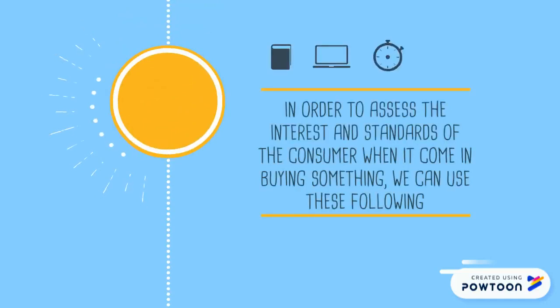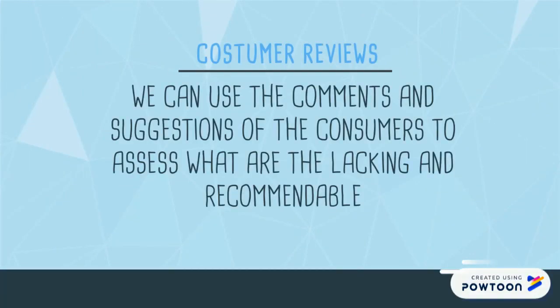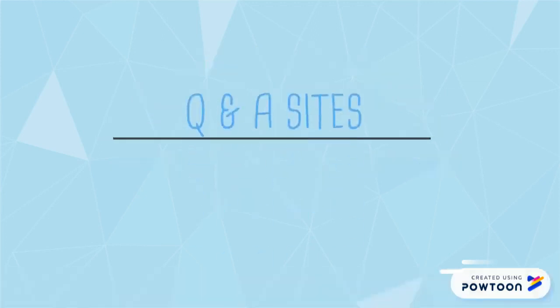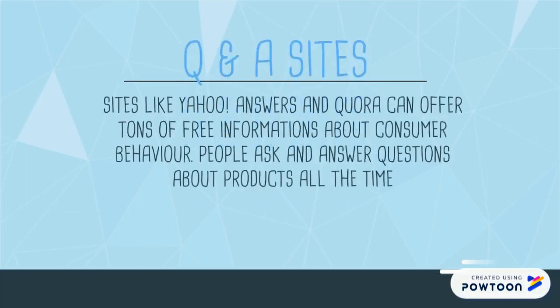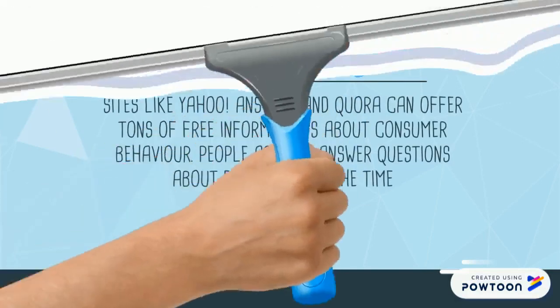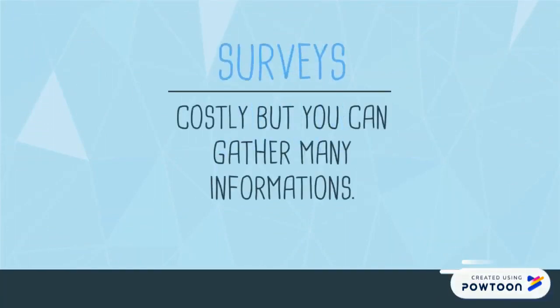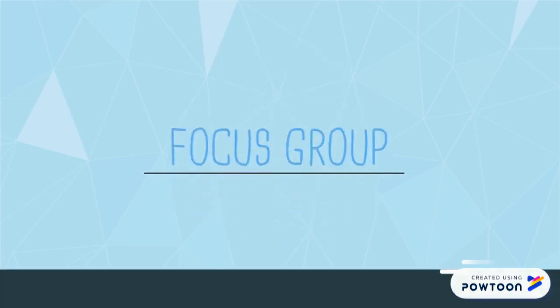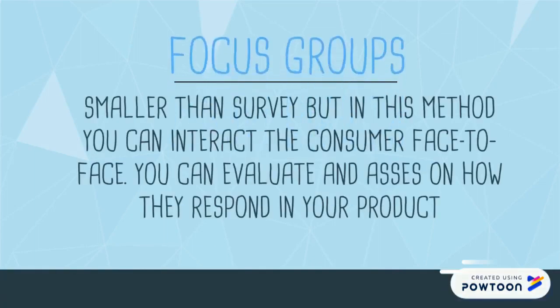In order to assess the interests and standards of the consumer when it comes to buying something, we can use the following. First, customer reviews. We can use the comments and suggestions of the consumers to assess what is lacking and recommendable in our product. Second, Q&A sites. Sites like Yahoo Answers and Quora.com can offer tons of free information about consumer behavior. People ask and answer questions about products all the time. Third, survey. Costly, but you can gather as much information as you can. Fourth, focus group. Smaller than a survey, but in this method, you can interact with the consumer face to face. You can evaluate and assess how they respond to your product.